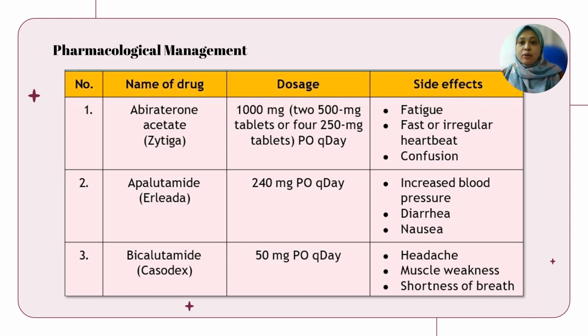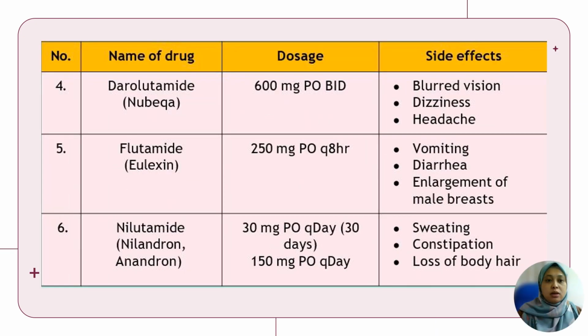In terms of pharmacological management, there are a few drugs used to treat prostate cancer, which are abiraterone acetate (Zytiga), apalutamide (Erleada), and bicalutamide (Casodex), and the dosage and the side effects are as you can see in the slide. And also the other drugs are darolutamide (Nubeqa), flutamide (Eulexin), nilutamide (Nilandron or Anandron), and the dosage and the side effects are as you can see in the slide.